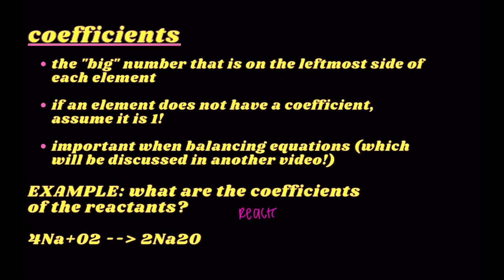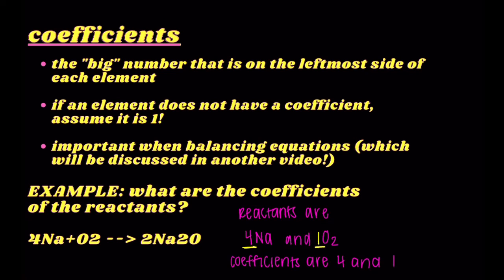In our example, we're asked to find the coefficients of the reactants. We know that the reactants are 4Na and O2. Now let's figure out our coefficients. Look at the big number that is to the left side of each reactant. For Na, it's 4, and for O2, we see that there's nothing there, right? So that means we have to assume that its coefficient is 1. Now we can say that the coefficients are 4 and 1.